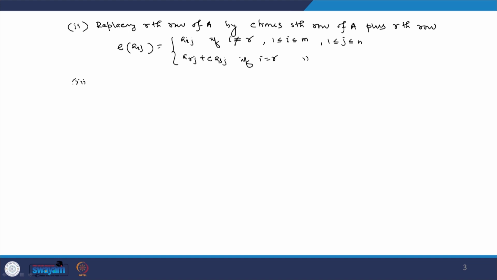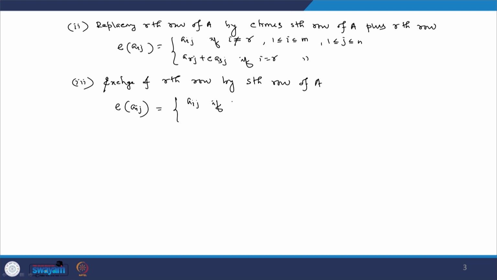The third one, exchange of rth row by sth row of A. Now, these elementary operations again can be written in functional form. It is like this: E of Aij equal to Aij if i not equal to r and i not equal to s, 1 less than equal to j less than equal to n, and this is equal to Asj if i equal to r and 1 less than equal to j less than equal to n. This is Arj if i equal to s. So, this is my third elementary row operation.